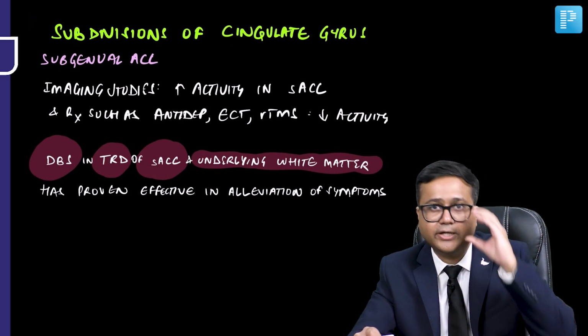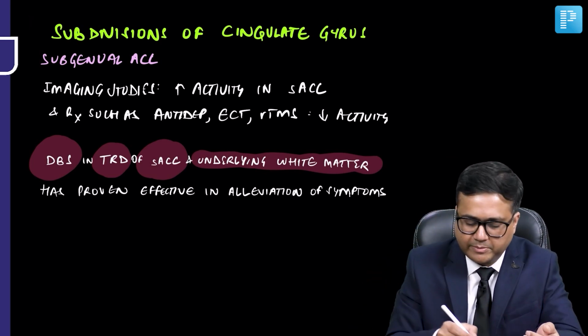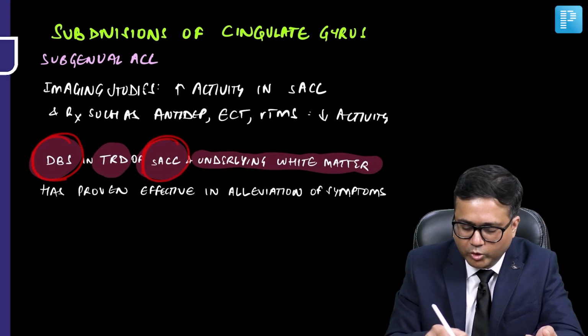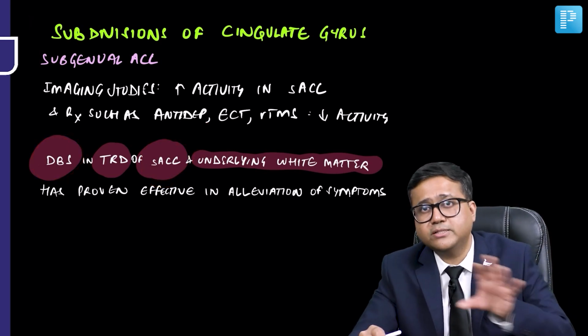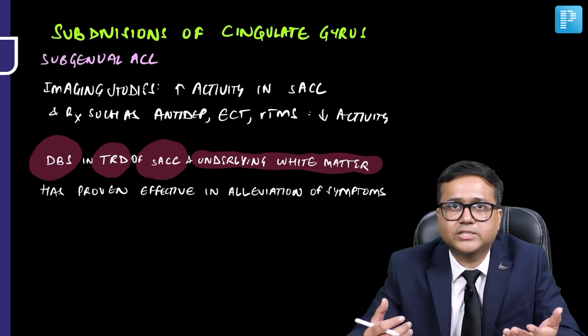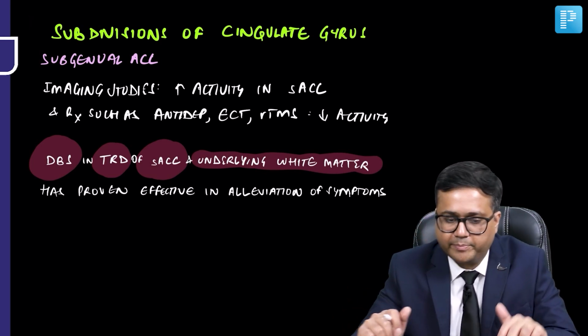So again, very important to understand a lot of clinical implication. So next time when you read DBS and you see that one of the important areas which is stimulated is the subgenual ACC, now you can correlate because of its association with certain areas which are implicated in depression.